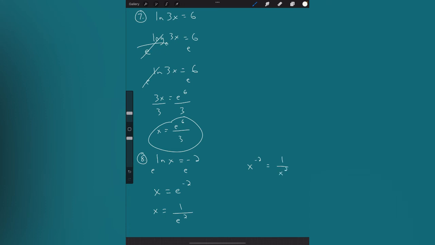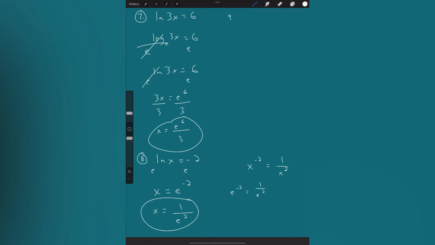You can write it like that. So that's why I took e to the negative second power and just rewrote it as 1 over e squared. And that's my answer for number 8.